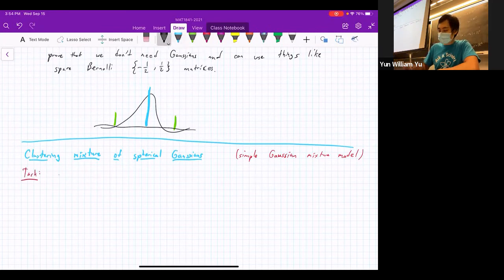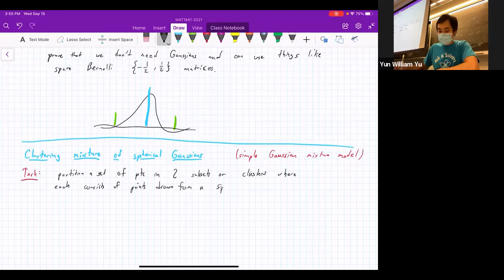The task here is we're going to partition a set of points into two subsets, or clusters as they're sometimes called, where each cluster consists of points drawn from a spherical Gaussian, and determine the parameters of the Gaussian.